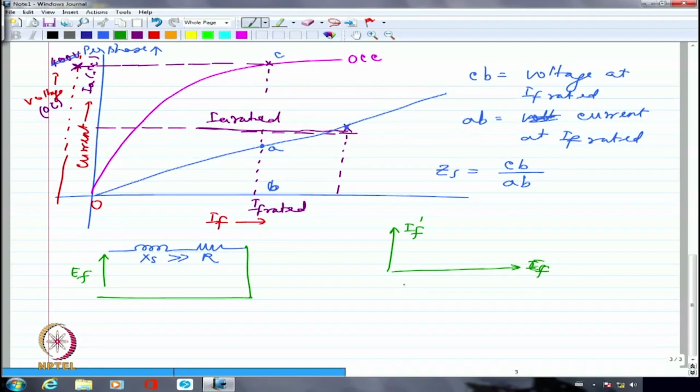Now I am going to have IA probably lagging as this. Maybe quite large. Now IF produces phi F, which is the main field flux. IA produces a flux corresponding to the armature. So I am going to have one of them as phi F, which is probably in phase with IF, and the other as phi A, which is in phase with IA.